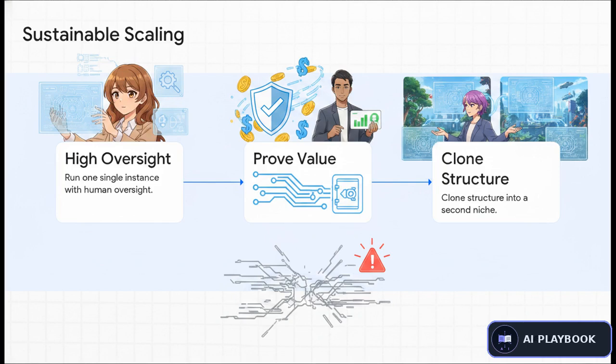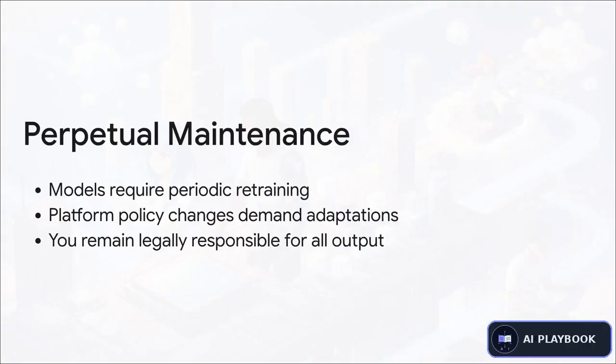That is exactly how quality collapses across the board, and you end up triggering those platform policy violations we talked about earlier. You also have to understand that maintenance is perpetual. The term self-sustaining applies strictly to the content loop, not your involvement. First off, language models require periodic retraining as the vocabulary and trends in your specific niche shift over time. Second, platform policies will inevitably change again, demanding that you adapt the system. And most importantly, you remain legally and reputationally responsible for everything the system publishes under your name. The machine does the heavy lifting, sure, but the buck stops with you, the architect.